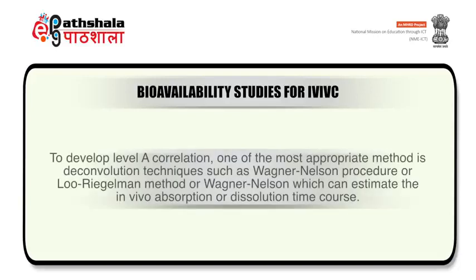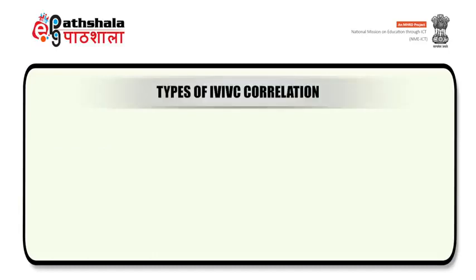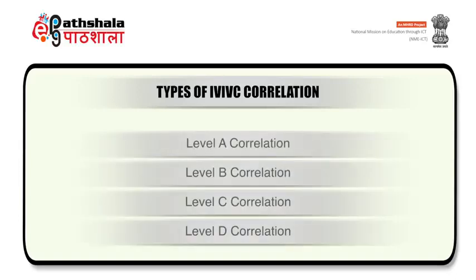To develop a correlation, one of the most appropriate methods is a deconvolution technique such as the Wagner-Nelson procedure or the Loo-Riegelman method, which can estimate the in vivo absorption or dissolution time course. Now there are four types of IV-IVC correlation: level A, level B, level C, and level D correlation.